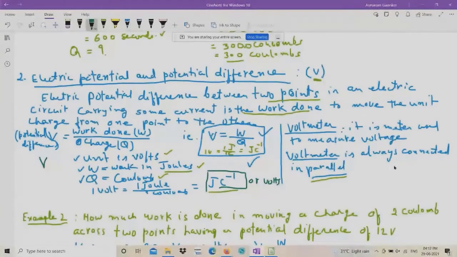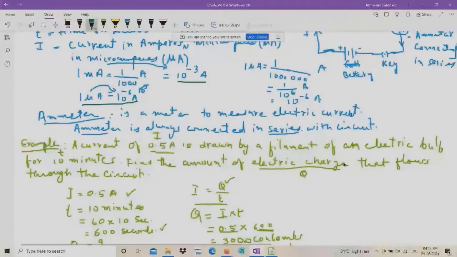And the voltmeter is always connected in parallel. This is a very important point. It is always connected in parallel. Your knowledge will be tested based on these points, and I have covered all the points. Now how it is connected in parallel, that I will show you.